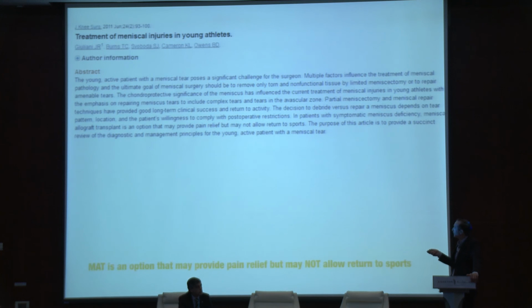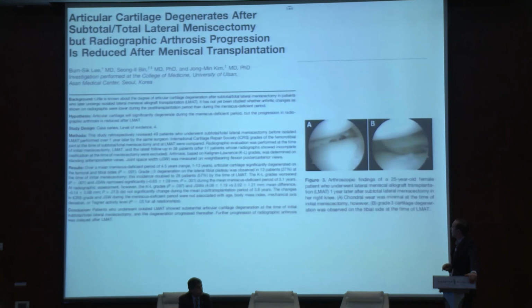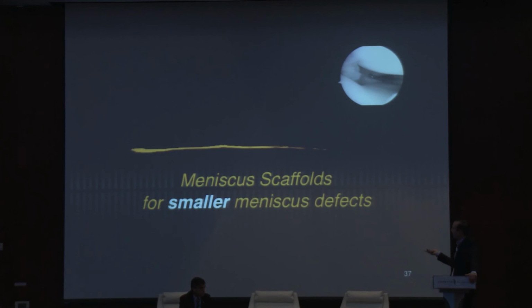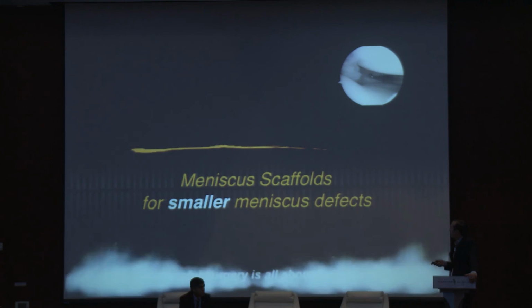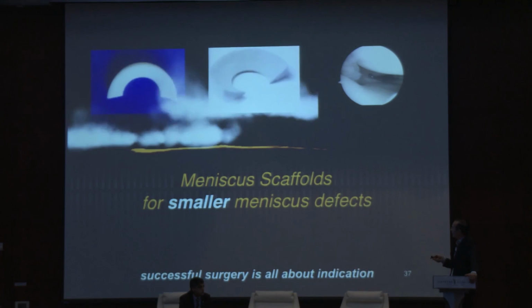Again, for young players, MAT is an option, providing pain relief, but not to allow going back to sports according to these. So there is a little bit of conflicting evidence in the literature. And if you look at the lateral side, the medial side, we can say that MAT provides some chondroprotective effects. So if you want to delay the onset, that is better. For smaller defects, and I'm finishing up here, smaller defects, again, I think indication is key.